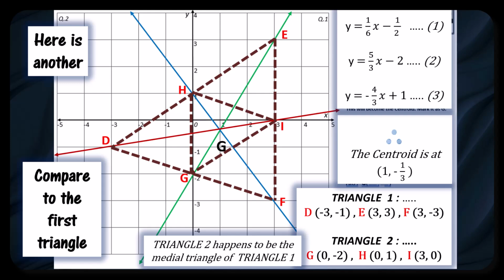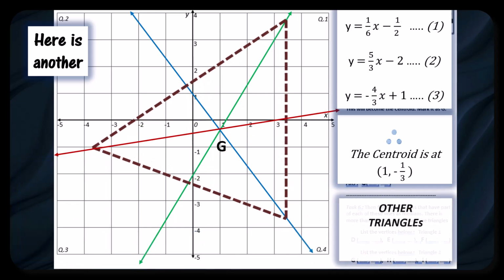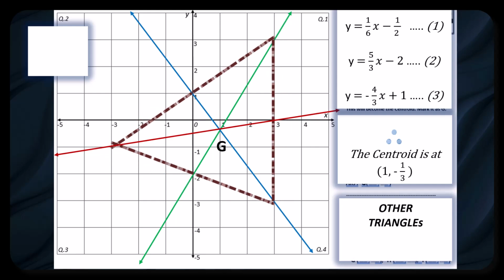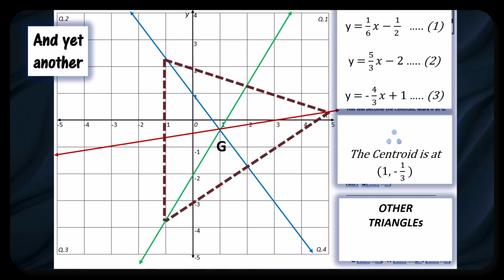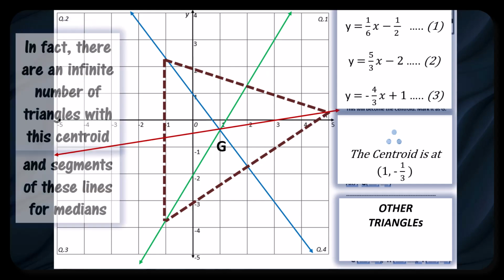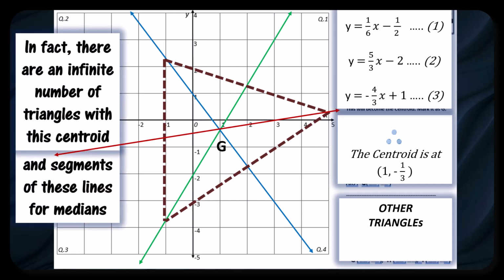Are there other triangles? Yes, this is another. And this is another one. And this is yet another. In fact, there are an infinite number of triangles with this centroid and segments of the lines given. But that is not true for any three intersecting lines.